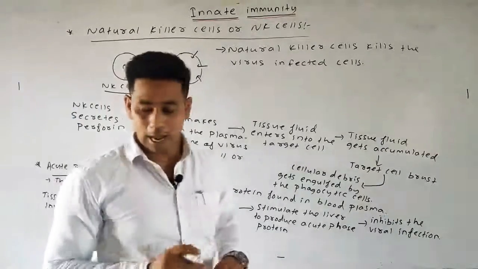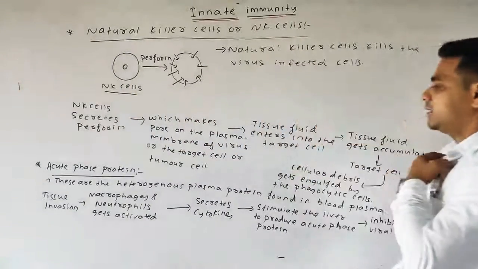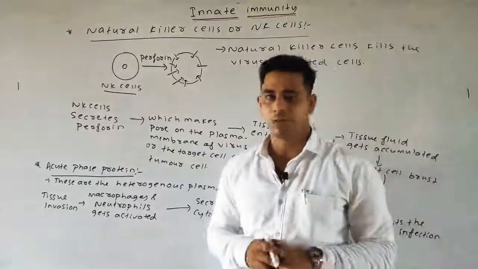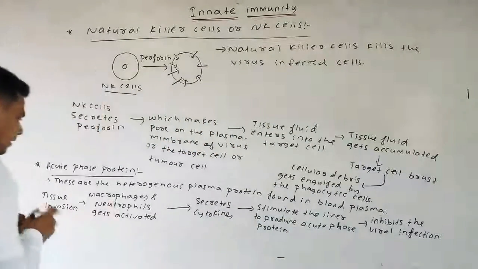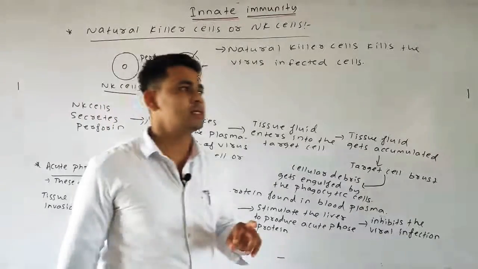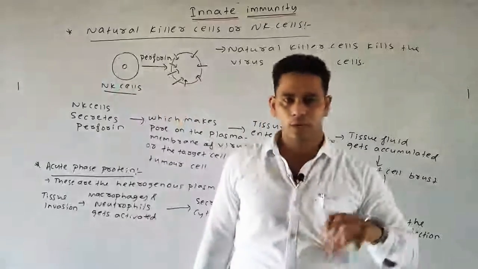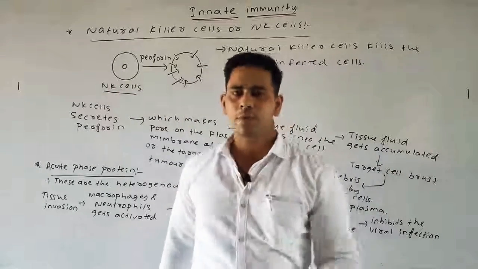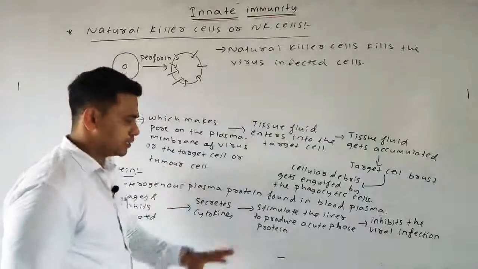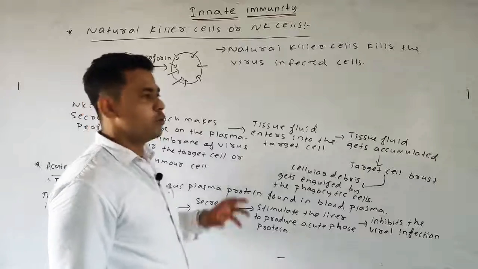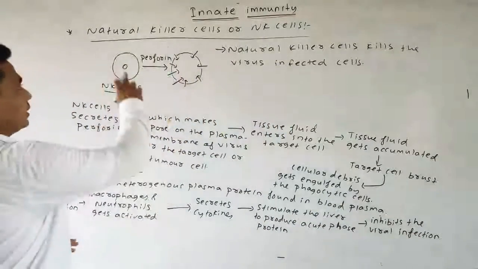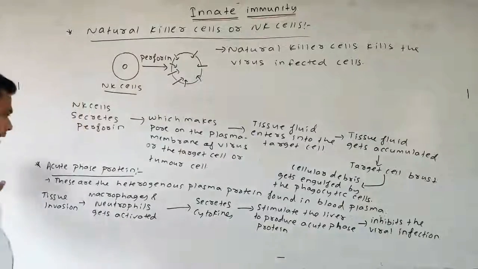Okay, so what are the acute phase proteins? These are the heterogeneous plasma proteins found in the blood plasma. First point, whenever tissue invasion occurs, means anything invades the tissue, then the macrophages and the neutrophils get activated, which secrete the cytokines. Means the cytokines are the group of proteins found in the cells of the immunity, which help in fighting the pathogen. Further, the cytokines stimulate the liver to produce the acute phase protein, which simply helps in inhibiting the viral infection. Okay, so this is all about your natural killer or NK cells and also the acute phase protein.